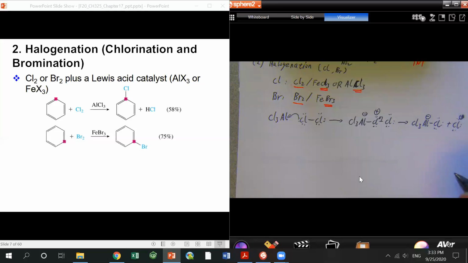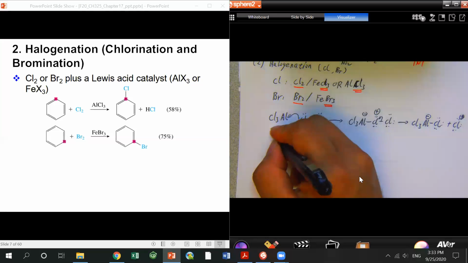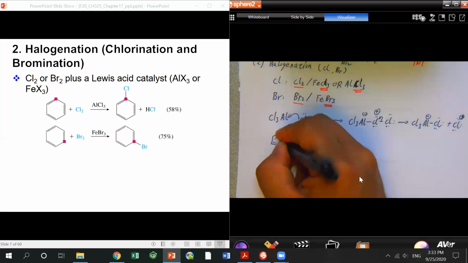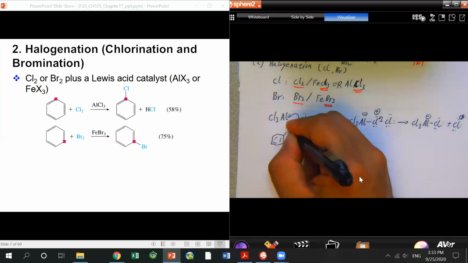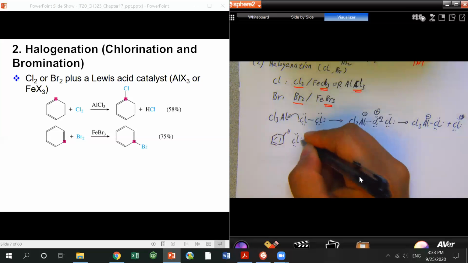And then what follows is pretty similar to the nitration and other electrophilic substitution reactions. You have benzene, assuming we still use the protons, and then the chlorine electrophile coming in.